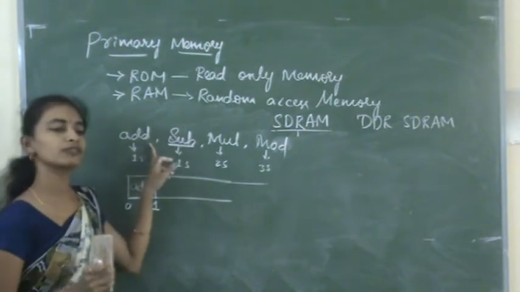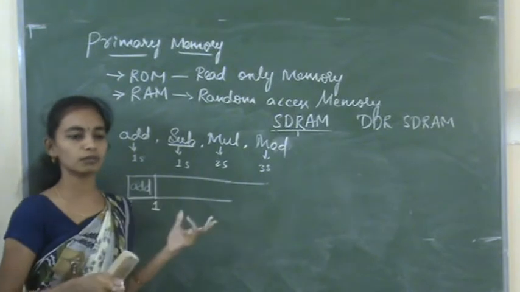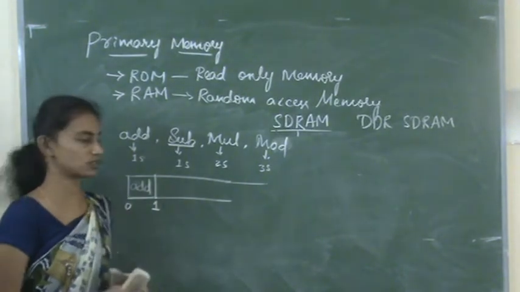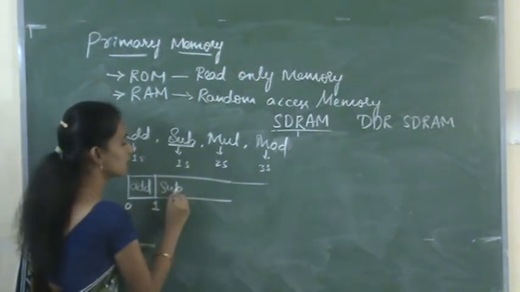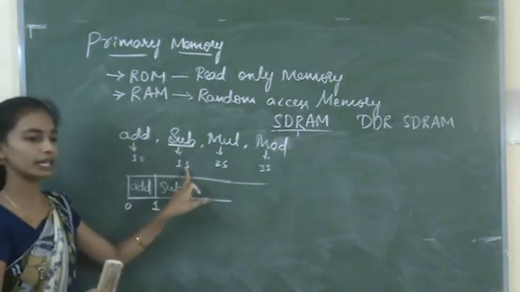So if it is synchronized, the next instruction will be known by the CPU, so that it will ready the data for the next instruction. So again after 1 second the subtraction will be performed, right? So that is the next second. It takes only 1 second.